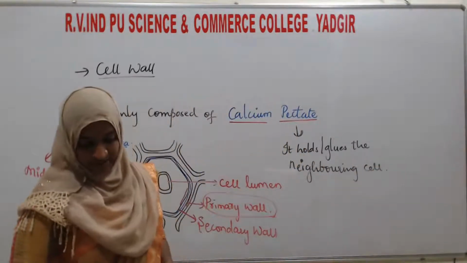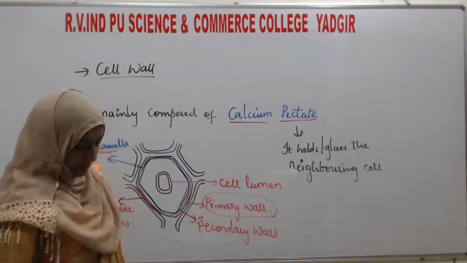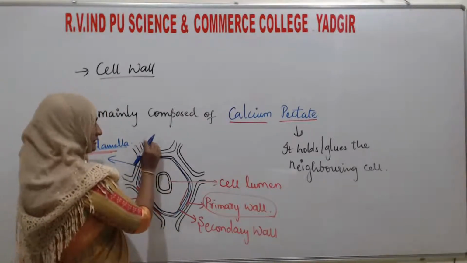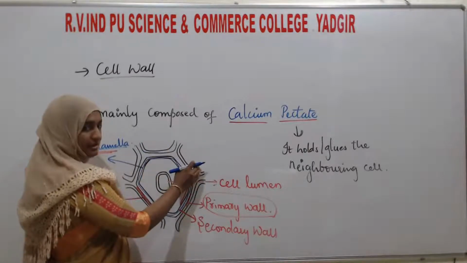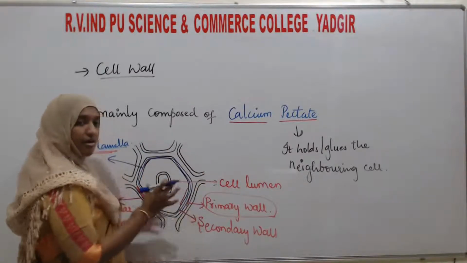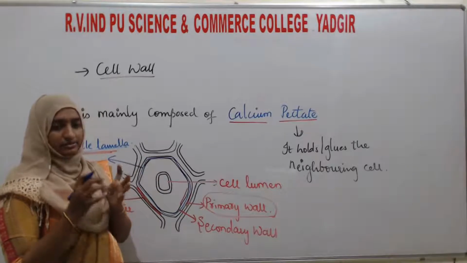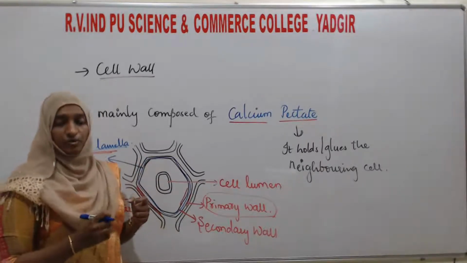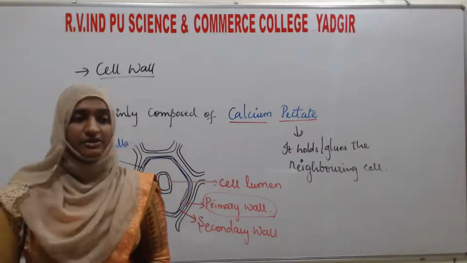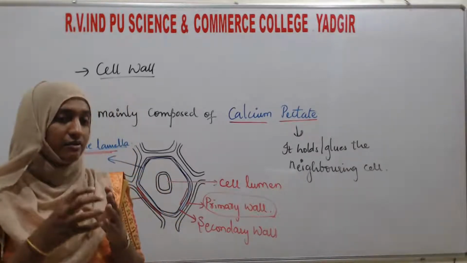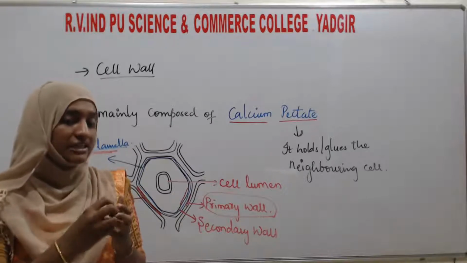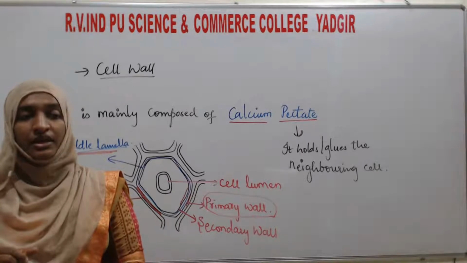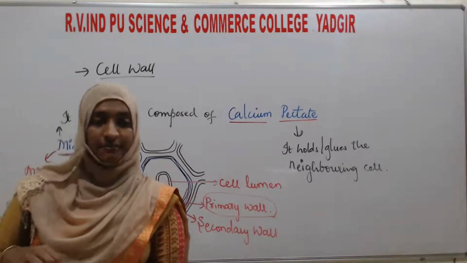Okay, what does it mean? You see, this is one cell, this is another cell, this is another cell. They are all stuck together, attached to one another. What is that particular substance which makes one cell attached to another cell? It is due to the presence of a substance, that is the calcium pectate.